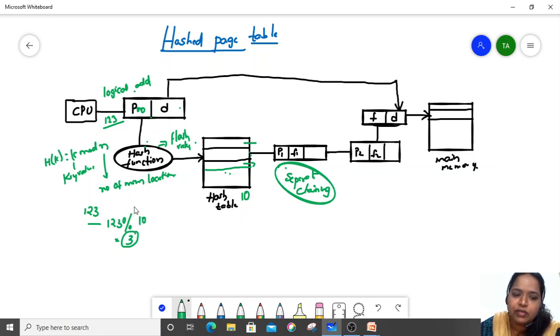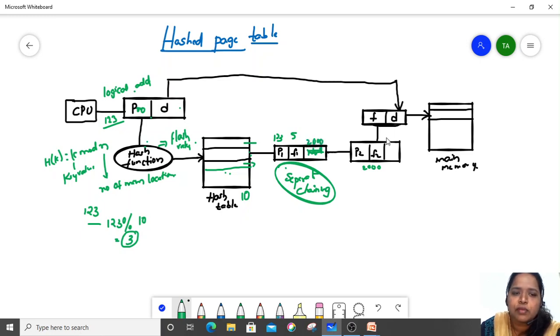Suppose for example 123 is there, and the frame number is 5. If there are no other pages, we keep null; otherwise we store the address of the next node. So here 2000 will be stored.